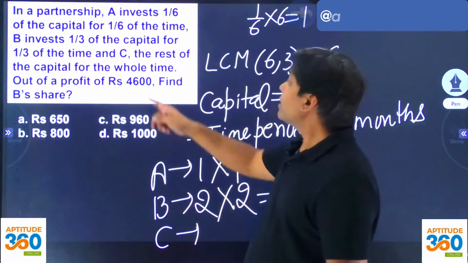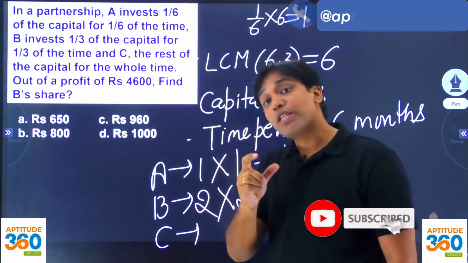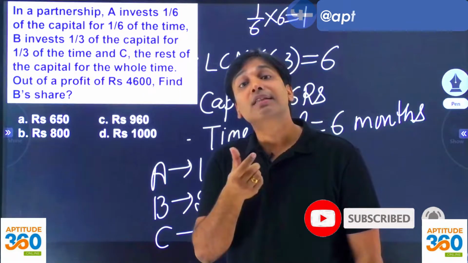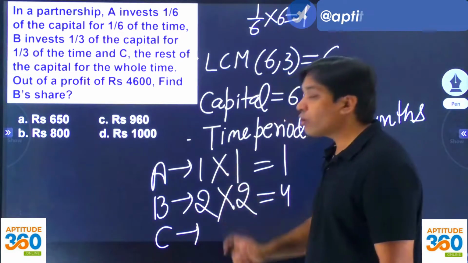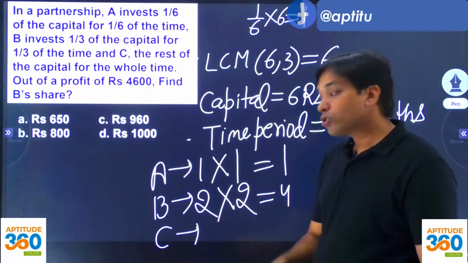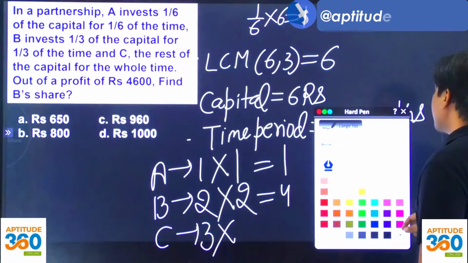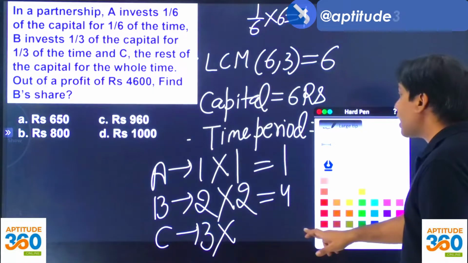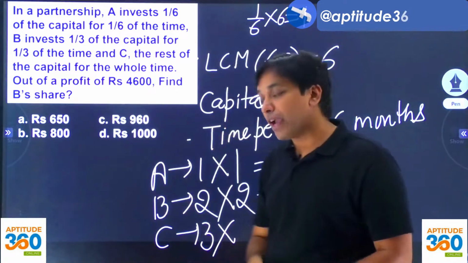And see the rest of the capital. Understand this. C is investing the rest of the capital. The total capital that you have taken is 6 rupees. Out of 6 rupees, 1 rupee has been given to A and 2 rupees has been given to B. So you are left with 3 rupees. So C is investing the rest of the capital for how many months? For the whole time. This is where you have got to be very very clear.